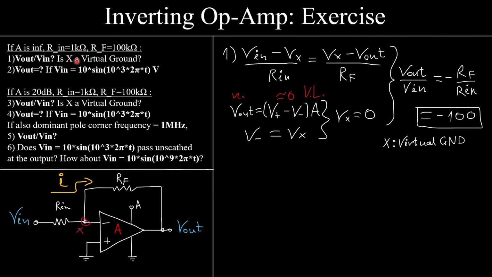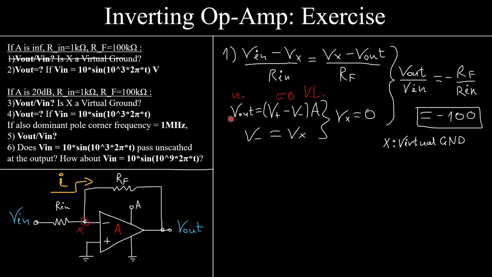Is X virtual ground? Yes, this point is a virtual ground. Why? Because the voltage here is 0. This voltage here is 0, but this does not short into the ground, so no current leaks into the ground over here. This is important, alright?